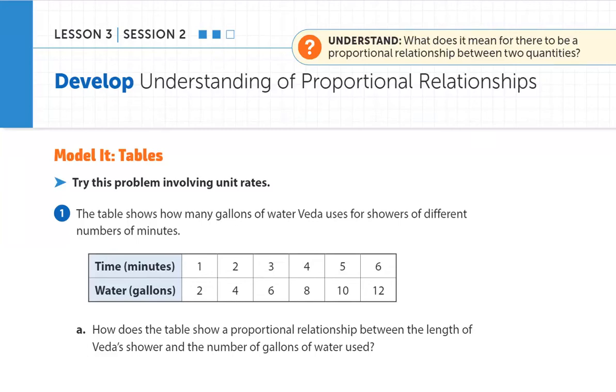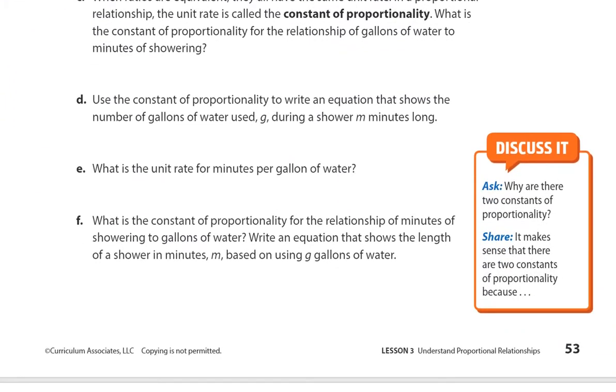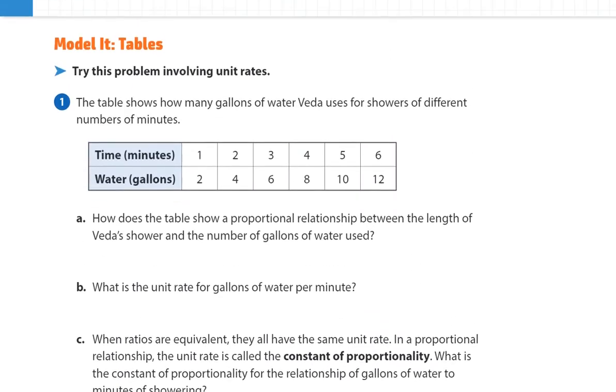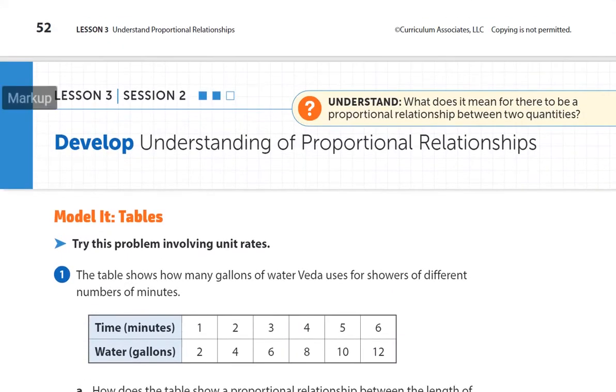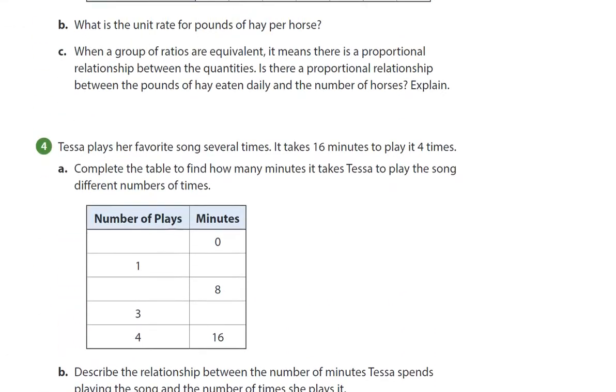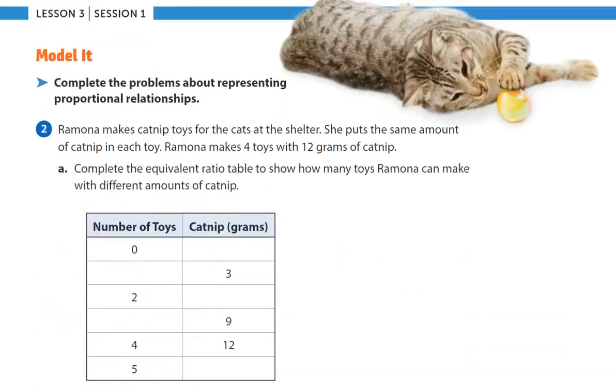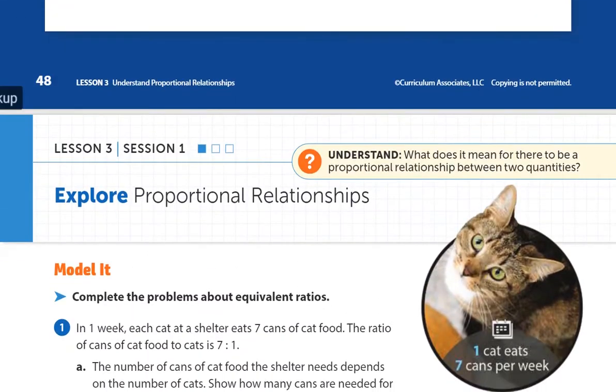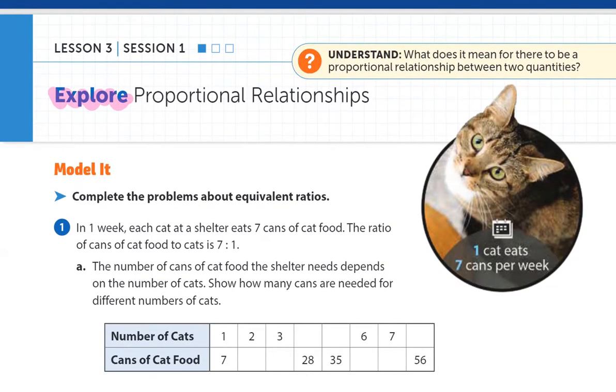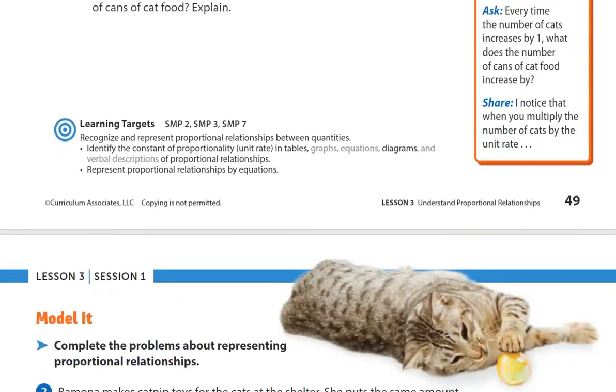Hey, 7th graders, we are on Lesson 3, Session 2 in your books. It starts on page 53, and we are developing our understanding of proportional relationships. You already explored your understanding yesterday during the Explore lesson, which you should have done mostly on your own, and you got a fun question about kitty cats.